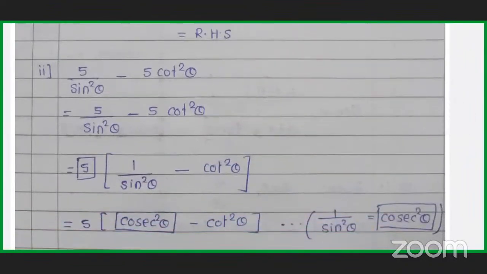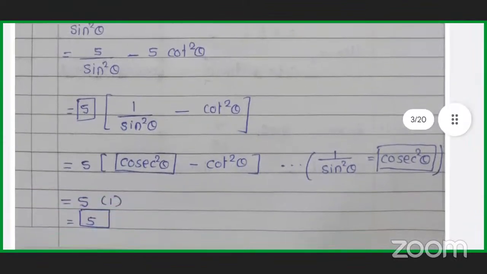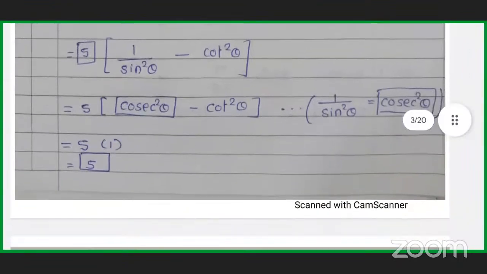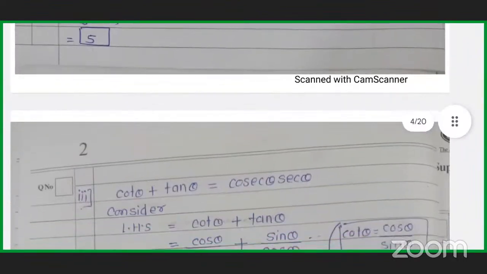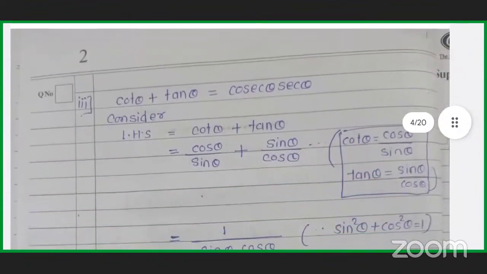Then focus on the second identity. Pi upon sine square theta minus pi cot square theta. So we have to take pi in common. What is in the bracket? 1 upon sine square theta minus cot square theta. 1 upon sine square theta is nothing but cosec square theta. So we get cosec square theta minus cot square theta, which is again our third identity. That value will be 1. So pi multiplied by 1, our final answer will be pi. We have completed the second activity. Then focus on the third identity.